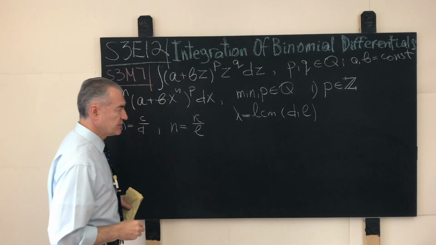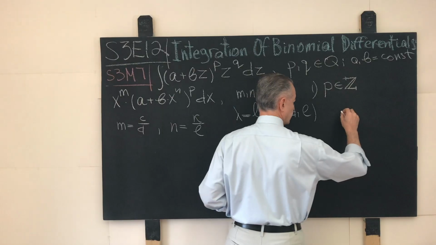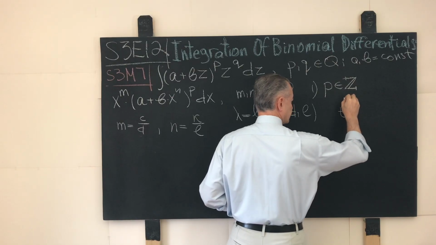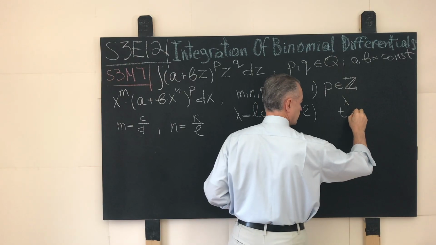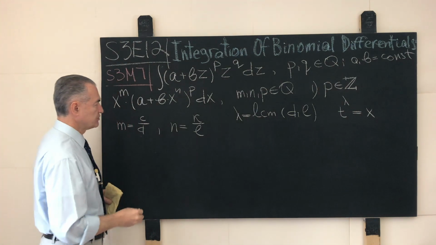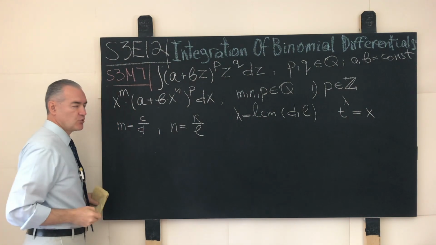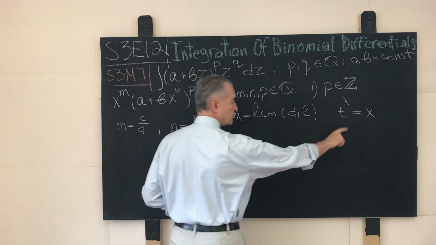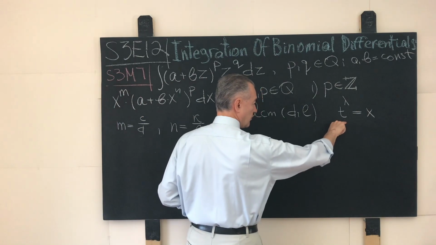Why is that? Well, in this case, it should be evident that the following substitution, t raised to the power of lambda equals x, takes care of business because it will unfold this binomial differential into a function that is rational in the new variable t. How can we see that?